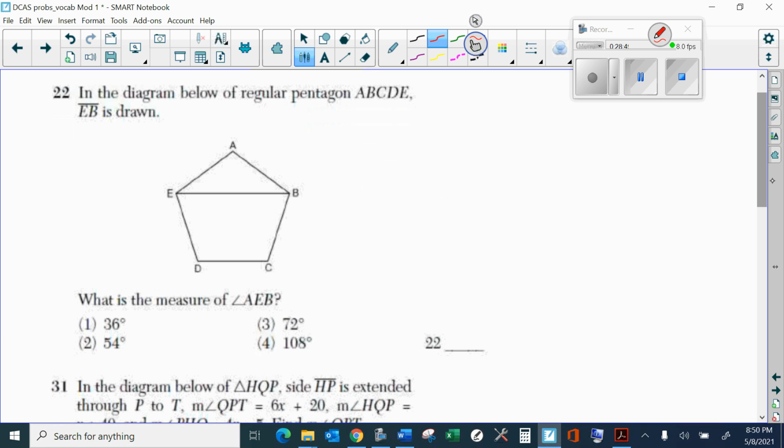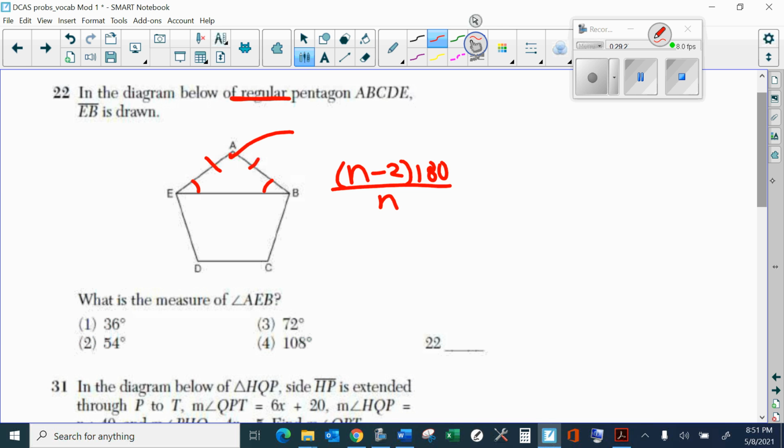Regular pentagon, remember I told you regular is going to be in there a lot. Regular is equilateral and equiangular. Okay, what's the measure of angle AEB? They want this one right here. Well, since it's congruent, we can figure out that angle because the measure of each interior angle is n minus 2 times 180, divided by n. Okay, that's a formula you need to remember.